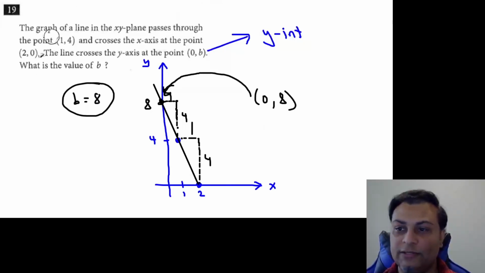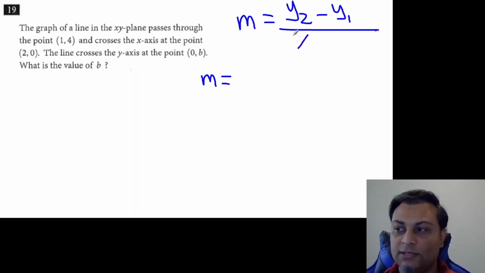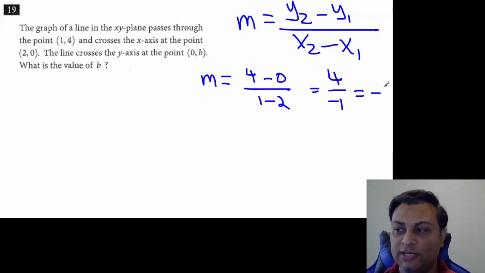Another way to solve this is to use the two points, find the slope, and proceed from there. Let's remember the slope formula: m equals y2 minus y1 over x2 minus x1. So we're going to use these numbers, 4 minus 0 over 1 minus 2, which is 4 over negative 1, which is negative 4. If we know the slope and a point, we can find the equation in slope-intercept form, y equals mx plus b.